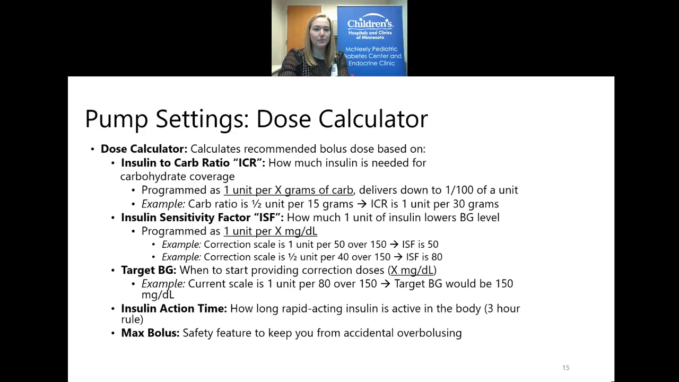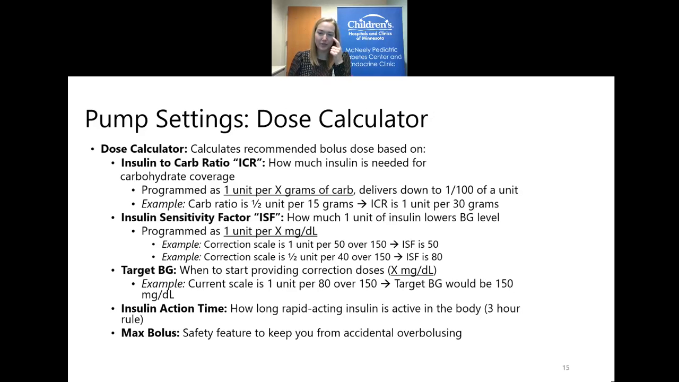Okay, and then the last piece that the pump is looking at when calculating your doses is your max bolus. This, again, is another safety feature that keeps you from accidentally over-bolusing. It's very easy, especially as pumps are moving to touch screen, to add an extra digit to your carb count. The number of times I've put in 177 instead of 17 grams. It happens. So this is a nice protective feature that says, hey, are you really meaning to give that much insulin? You might want to think about that again. So that's a nice protective feature.